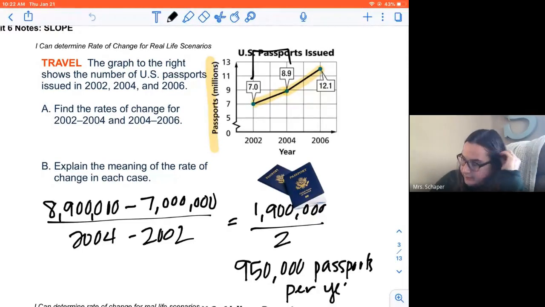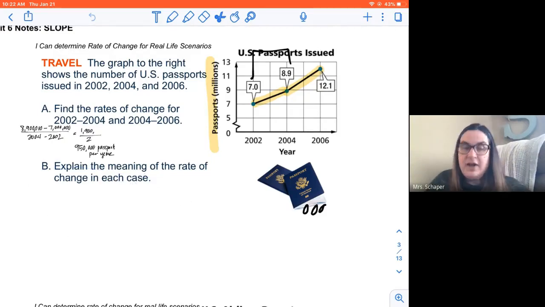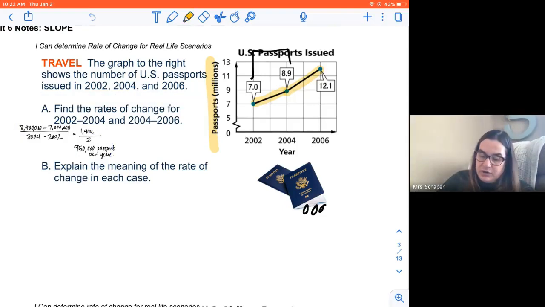All right, so I'm just going to shrink all this down. We're going to bring that right on over here. Okay, so from 2002 to 2004, that's my rate of change. It's going to be 950,000 passports per year. Okay, per year. That label is important. It's really important.